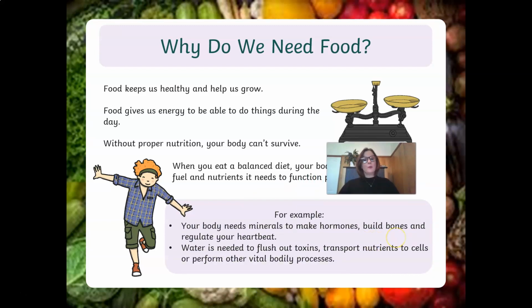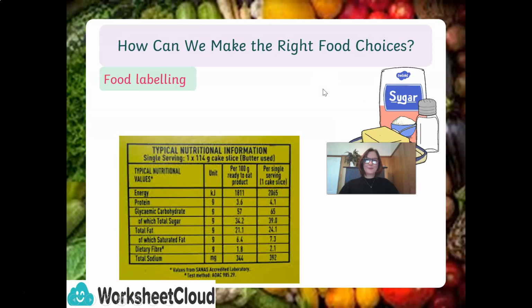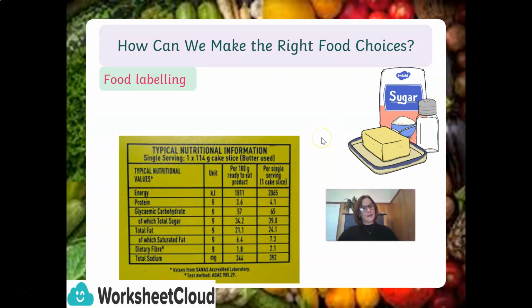For example, your body needs minerals to make hormones, build bones, and regulate your heartbeat. Water is needed to flush out toxins, transport nutrients to cells, or perform other vital bodily processes. So, let's take a look at how we make the right choices with what we're going to eat.